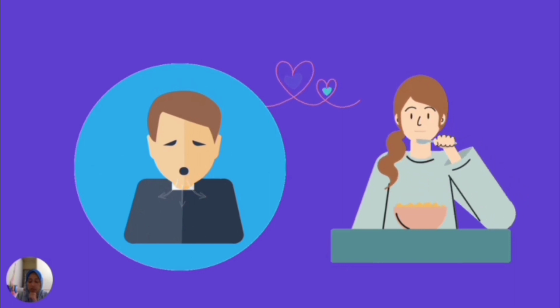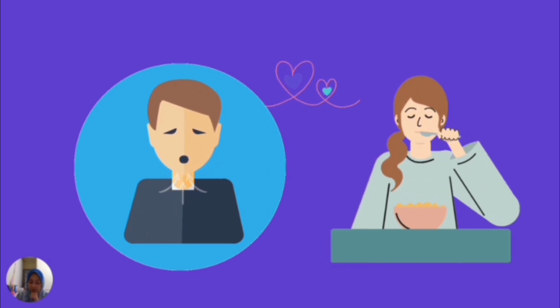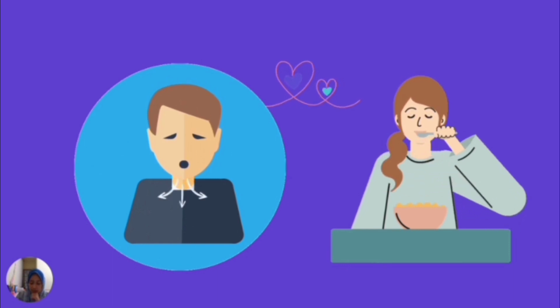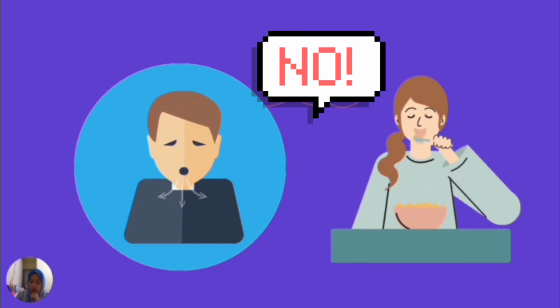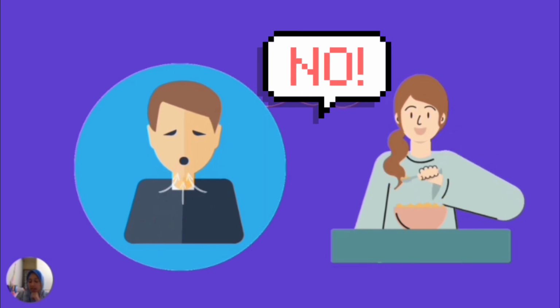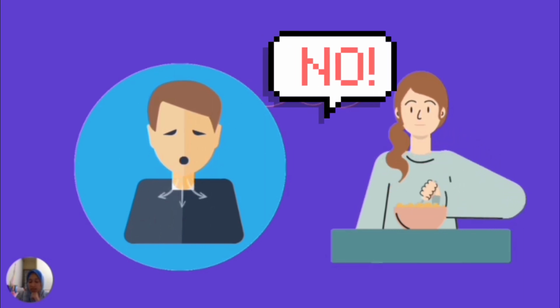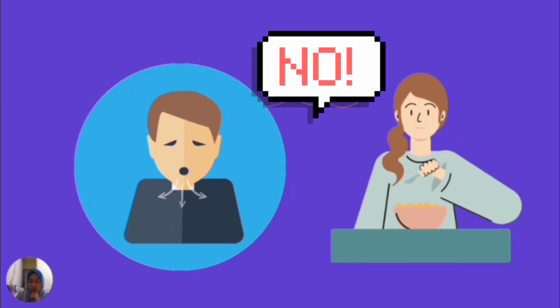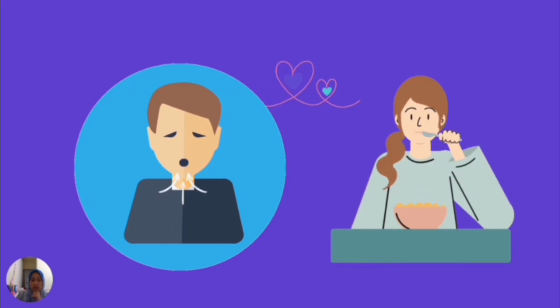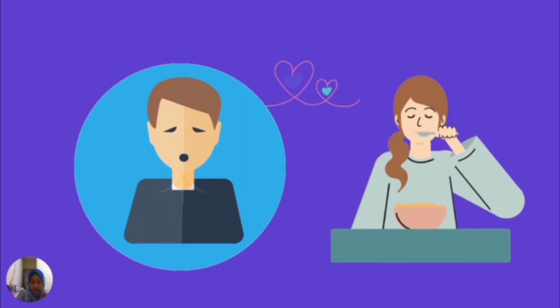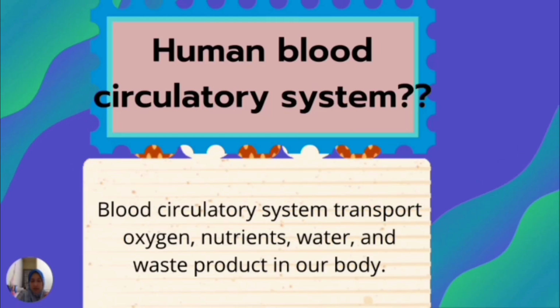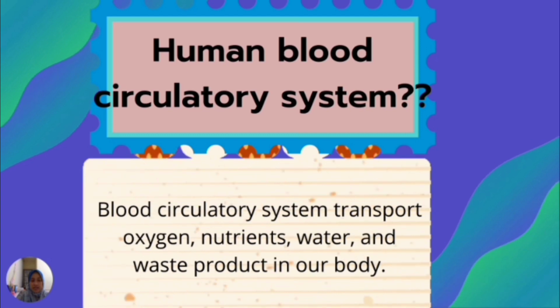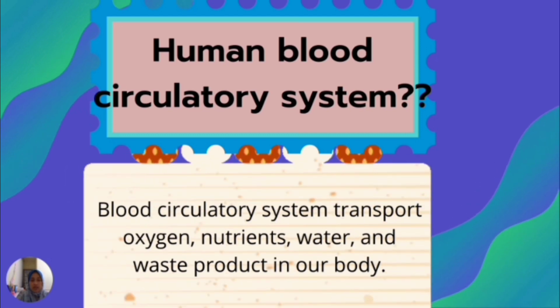Now, can you imagine if humans didn't have the blood circulatory system? Oh no, what will happen to us? Think about it. So, what exactly is the human blood circulatory system? The blood circulatory system transports oxygen, nutrients, water, and waste products in our body.